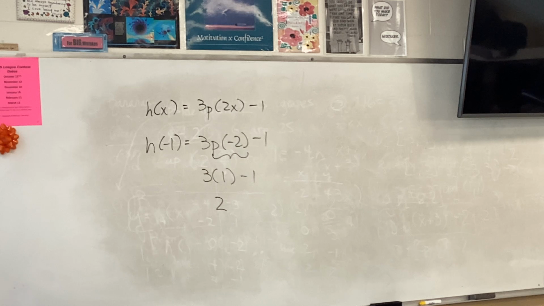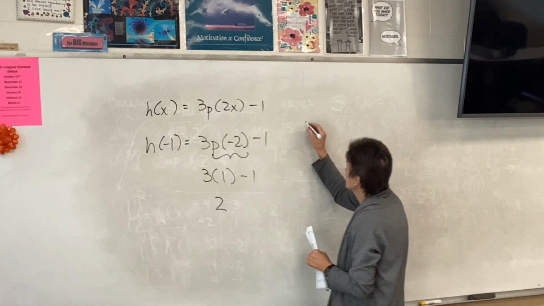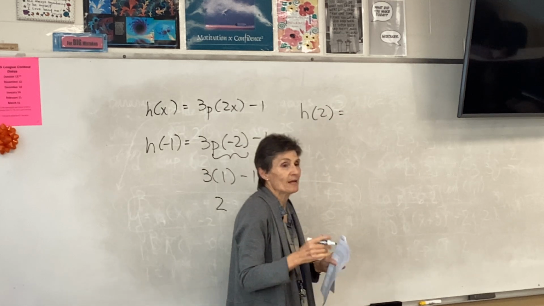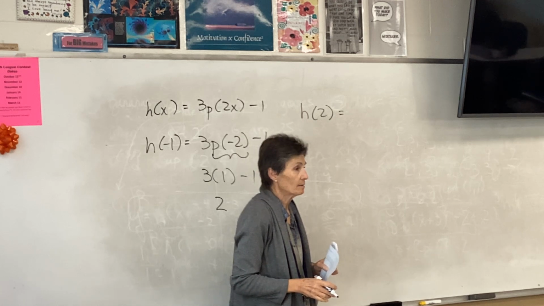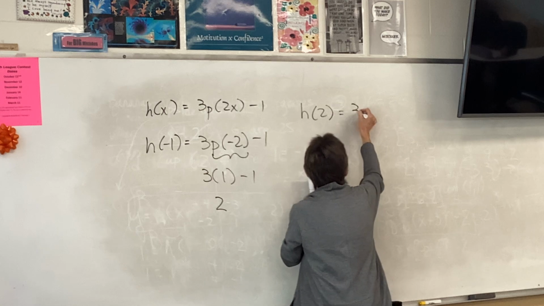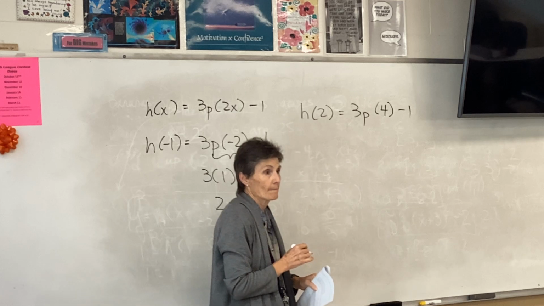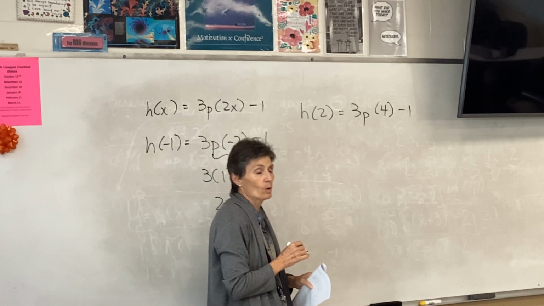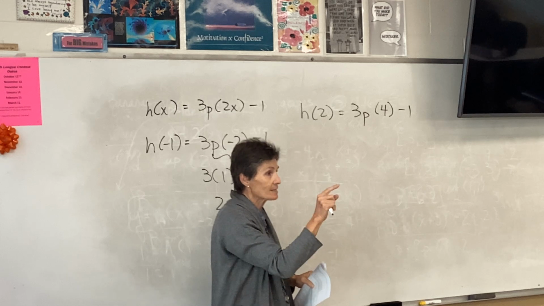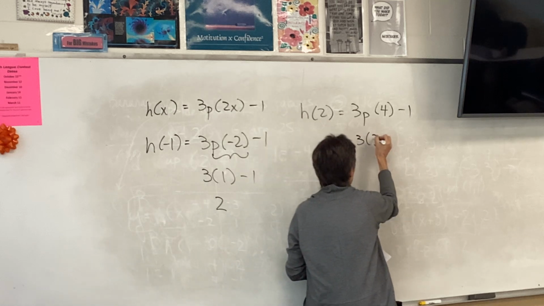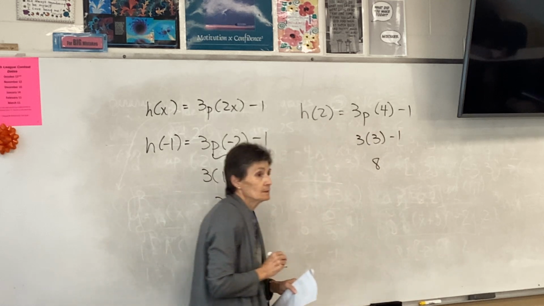Anybody get an answer? How do we find h of anything? We plug it in. So if I plug it in, I'm going to have 3p of 4 minus 1. What's p of 4? Look at your chart. If x is 4, p is 3. So what's the answer to the problem? 8.